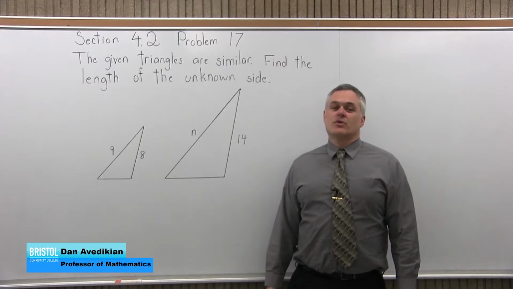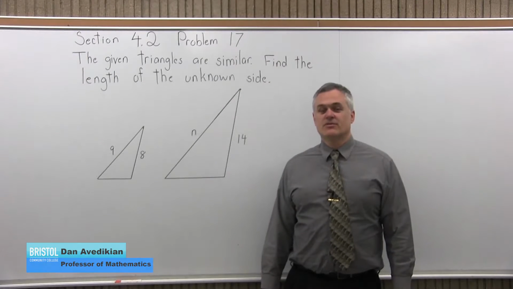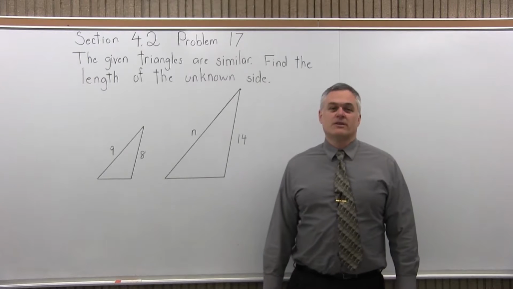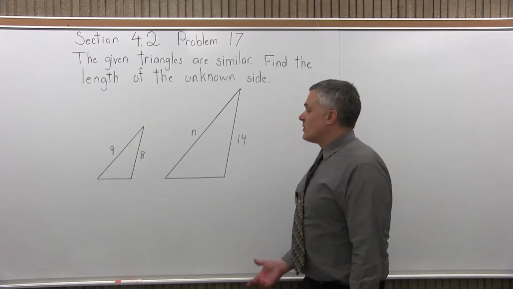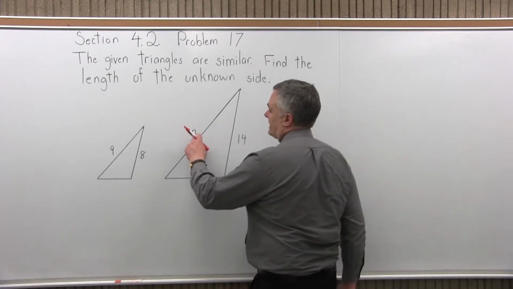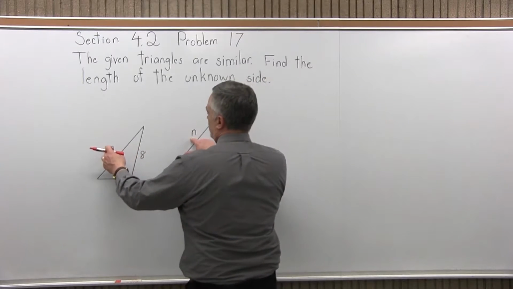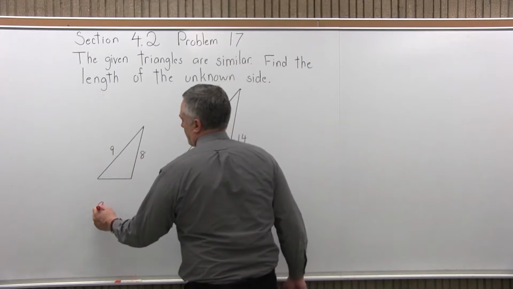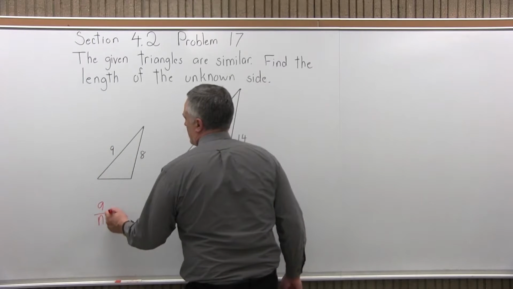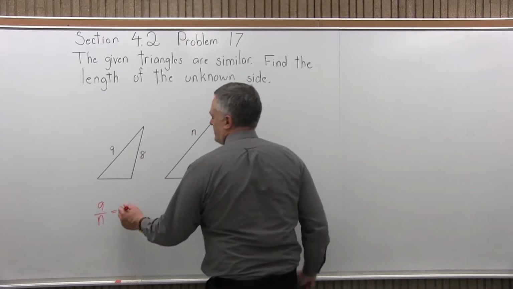This is Section 4.2, Problem 17. It says the given triangles are similar, find the length of the unknown side. So we have two triangles, the unknown side is labeled n. We need to set up a proportion. So you'll have 9 over n equals 8 over 14.